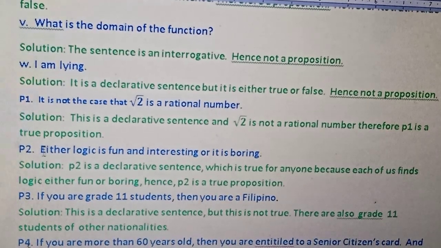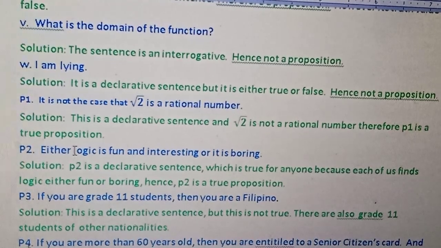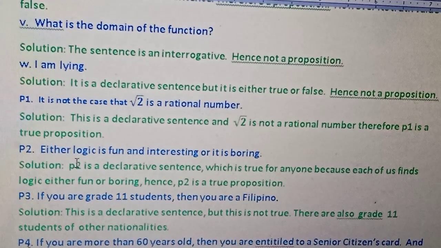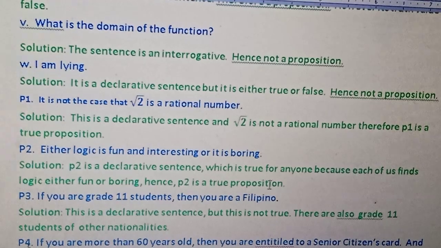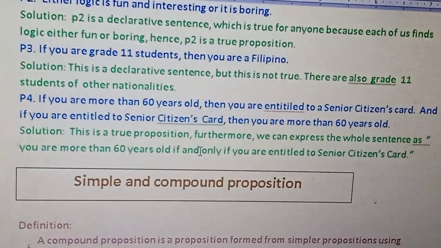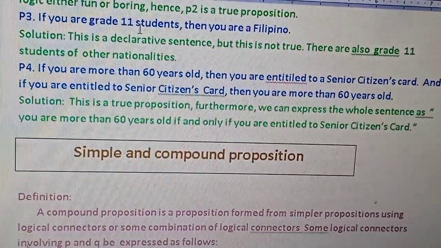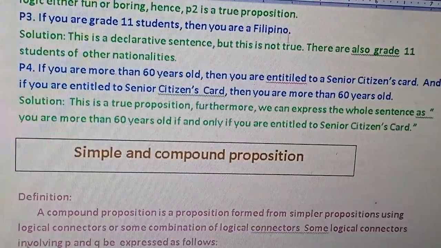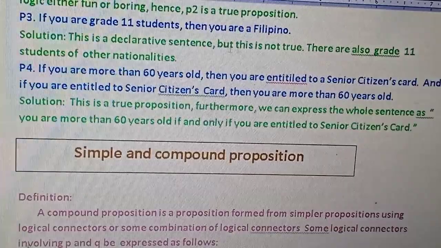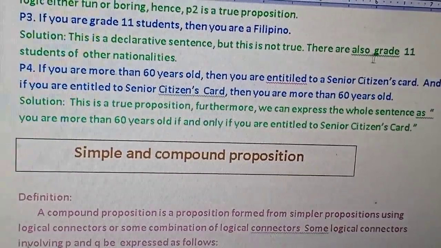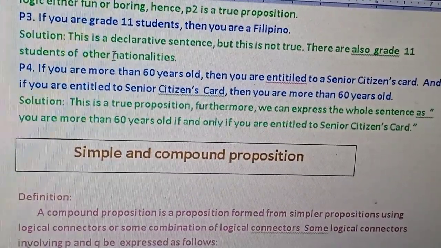P2. Either logic is fun and interesting or it is boring. Solution. P2 is a declarative sentence which is true for anyone because each of us finds logic either fun or boring. Hence, P2 is a true proposition. Let's go to P3. If you are a grade 11 student, then you are a Filipino. Solution. This is a declarative sentence, but this is not true. There are also grade 11 students that are of other nationalities.